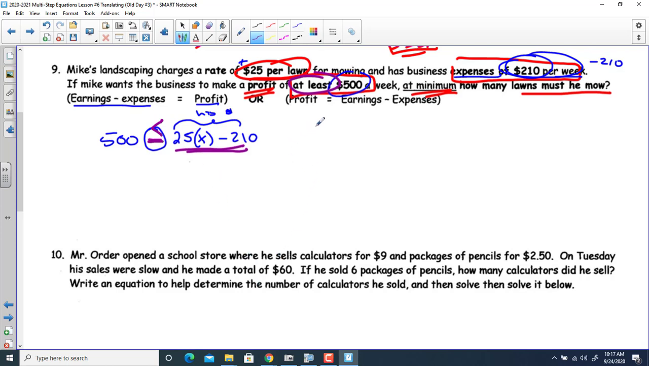Had you written it in reverse, had you done 25x decreased by $210, it's going to have some relationship with 500. The inequality symbol would have to open towards his money. There are other ways you could have presented this.